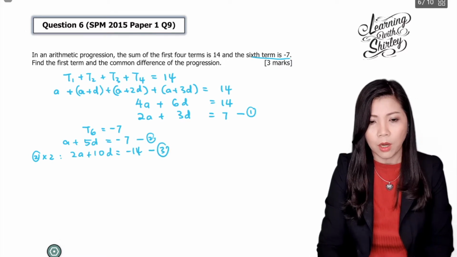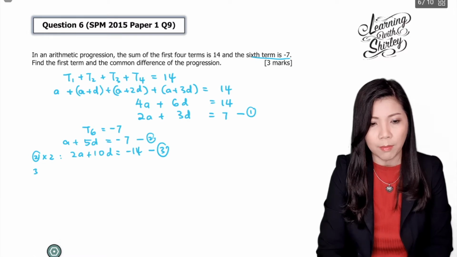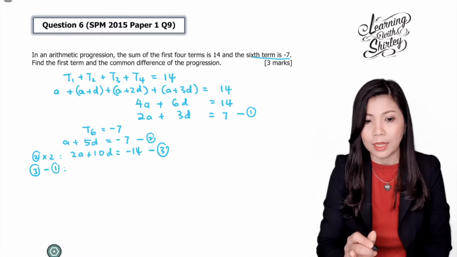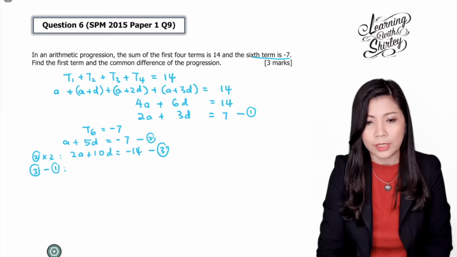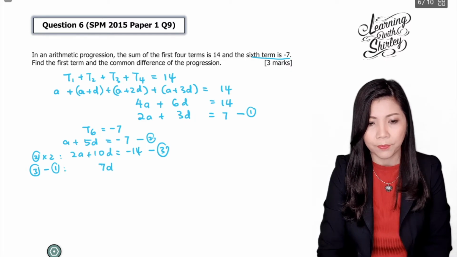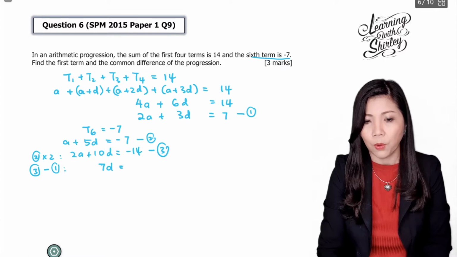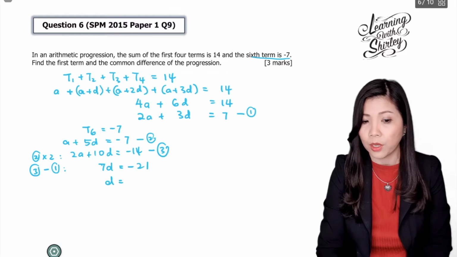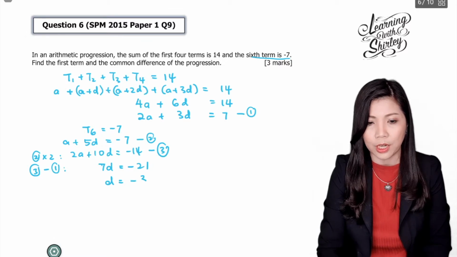Now I'm going to use the elimination method, equation 3 minus equation 1. 2a minus 2a is 0, so a is eliminated. 10d minus 3d is 7d, and negative 14 minus 7, we get negative 21. Therefore, d is negative 21 divided by 7, which is negative 3.